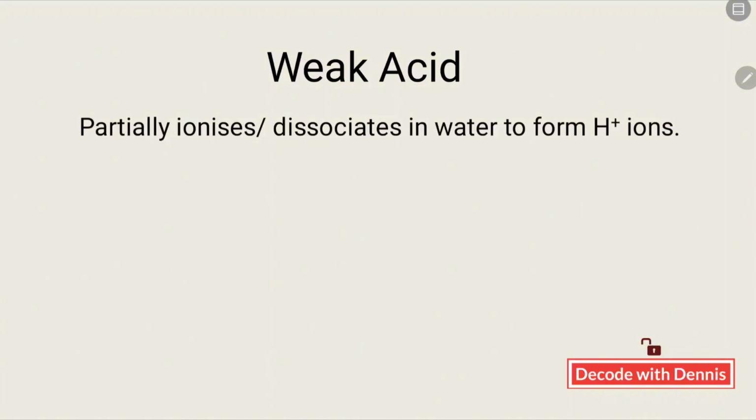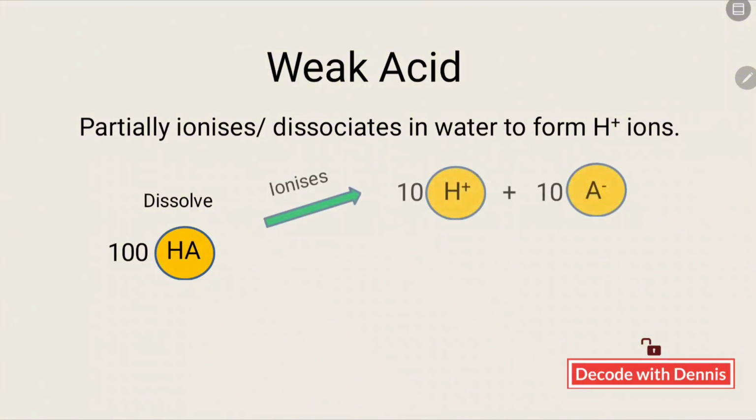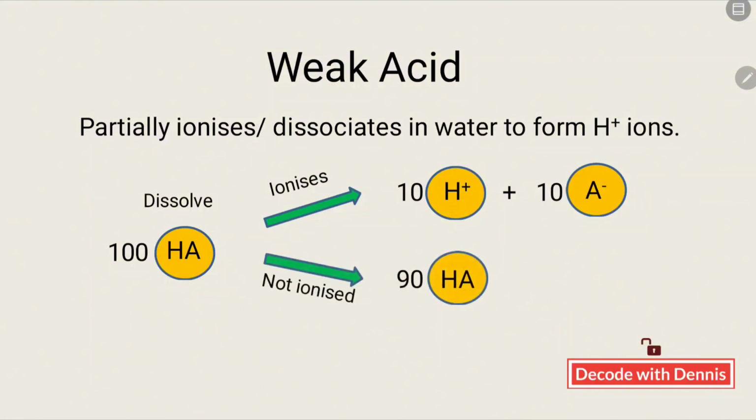Conversely, a weak acid is one that partially ionizes in water to form hydrogen ions. So for example, when you dissolve 100 acid molecules, not all of the 100 acid molecules will ionize. Say for example, in this example, 10% of these 100 acid molecules ionizes to form 10 hydrogen ions and 10 of the corresponding anions. And the remaining 90% will remain in the unionized form. That means they will remain as acid molecules. So one common example of a weak acid is ethanoic acid.